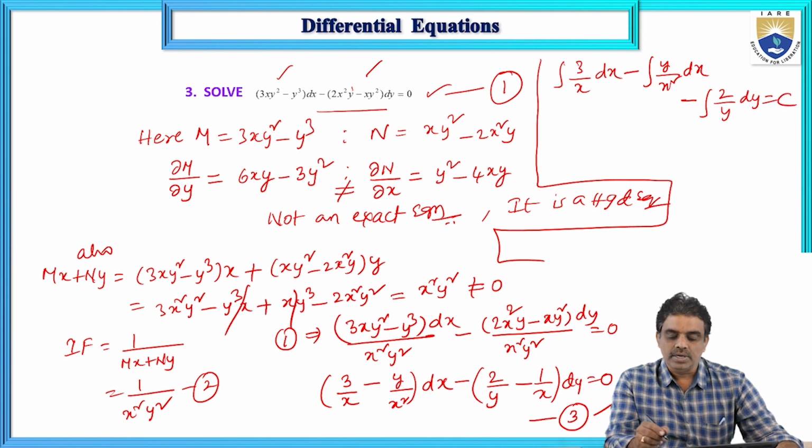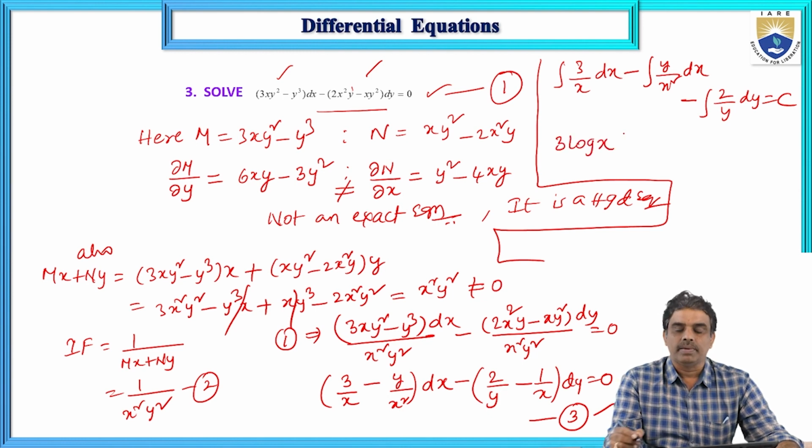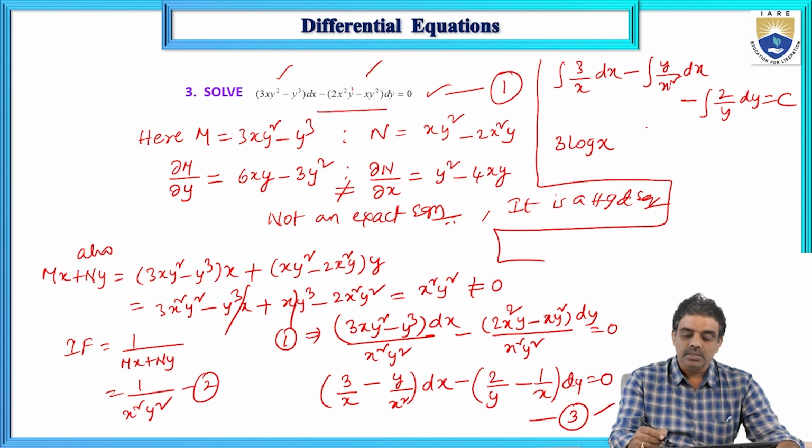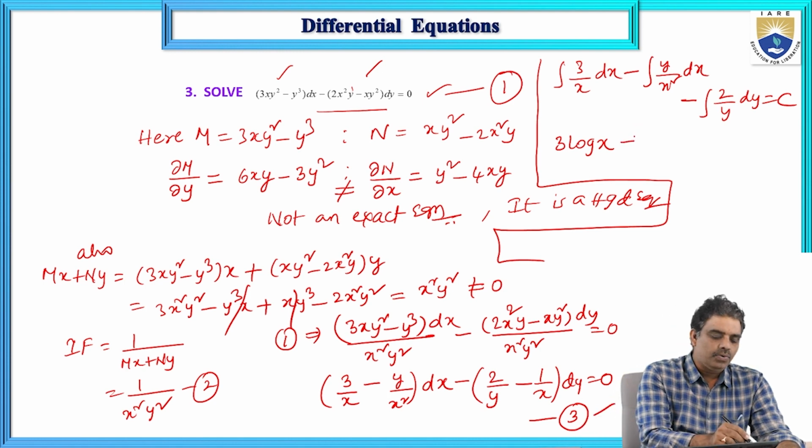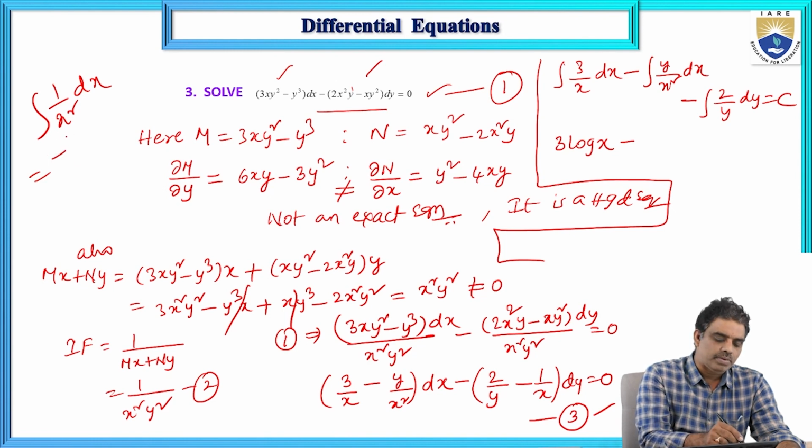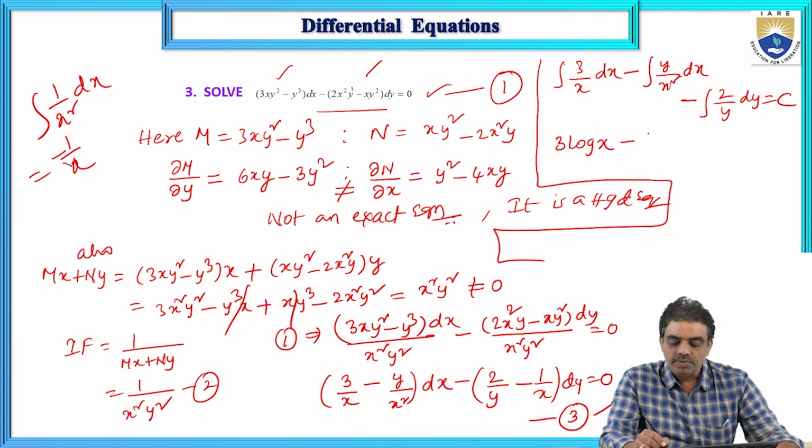On integrating, what will you get? 3 log x, the first term, 3 into 1 by x dx gives 3 log x. Second term, y into the integral of 1 by x square dx, that means x power minus 2 plus 1 by minus 2 plus 1, that means minus 1 by x. Am I right? So this is y times minus 1 by x, so minus with minus gives plus y by x, and minus 2 log y is equal to c.